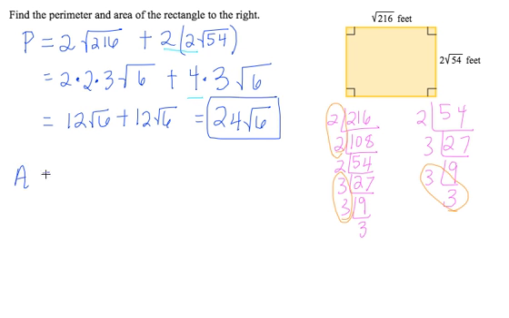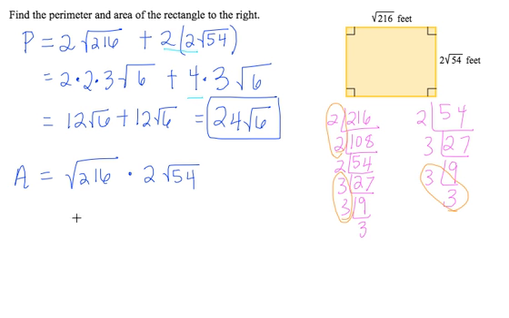Now for the area, we want to multiply length times width. So that would be root 216 times 2 times root 54. There's a couple ways you could do this. I'm going to go ahead and plug in their simplified values just so that we don't end up with such a huge number under the radical.